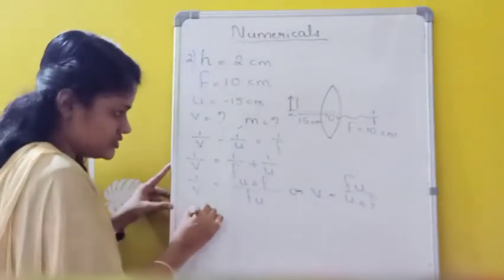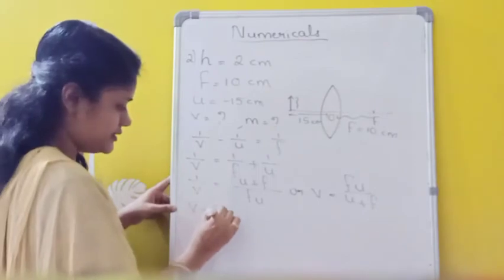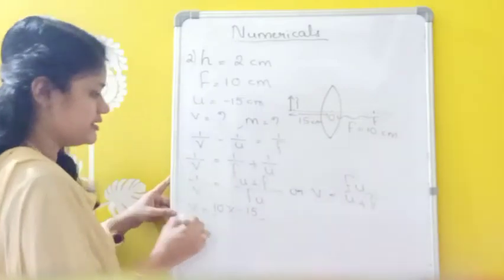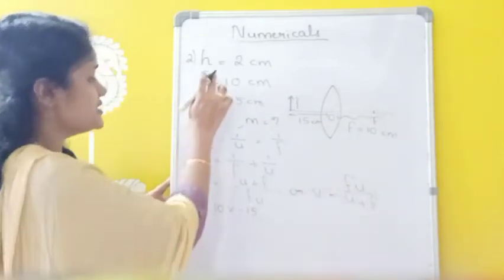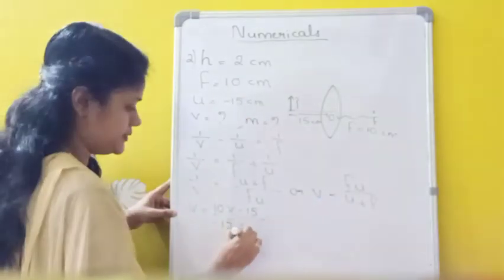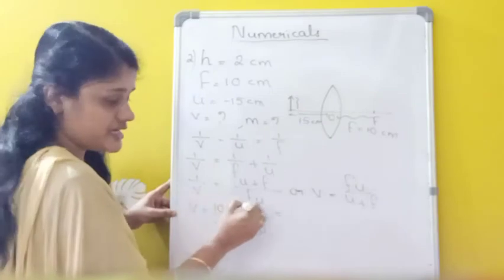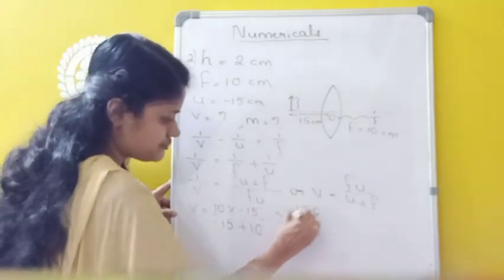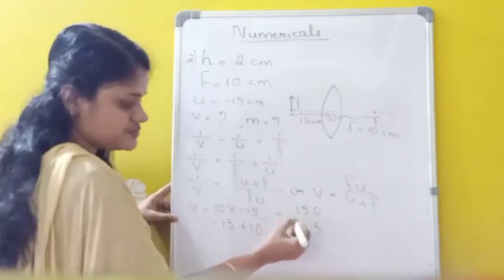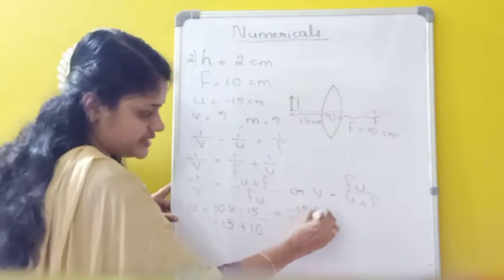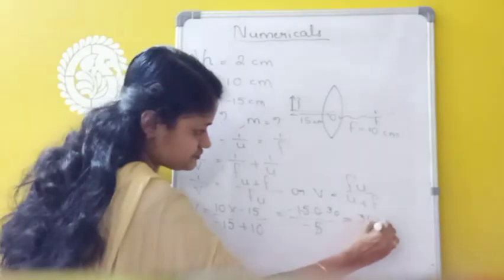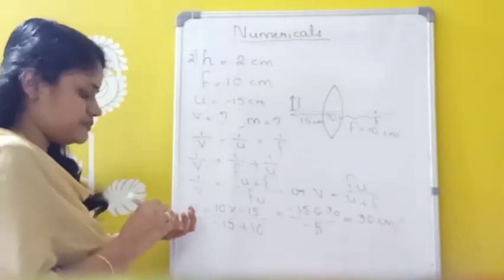Now we can substitute the values. V equals, what is F here? 10 into, what is U? Minus 15, divided by, what is U here? Minus 15 plus F, plus 10. That means 10 into minus 15 is minus 150, divided by minus 15 plus 10, which is minus 5. Minus minus becomes plus, and cancelling we get 30. So we get the answer as plus 30 centimeter.